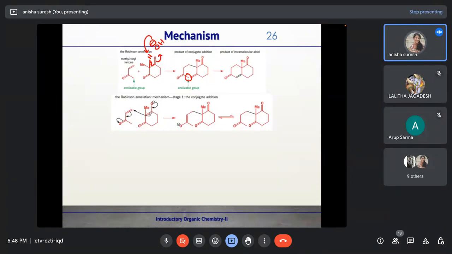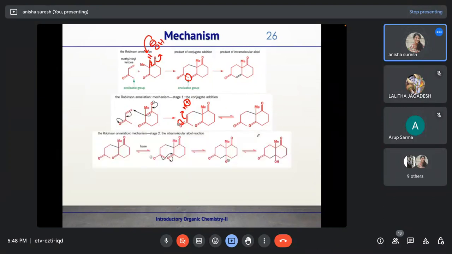This carbon-carbon double bond will attack at this 1,4 position, and it will give rise to this intermediate. Now this can abstract a proton from the medium, giving rise to this conjugate addition product. Now the next step will be an intramolecular aldol reaction.